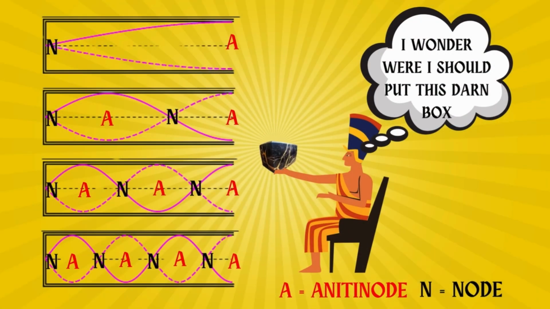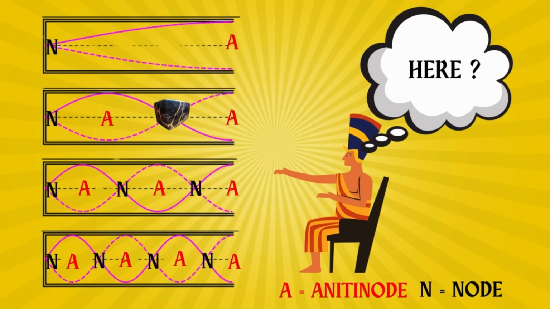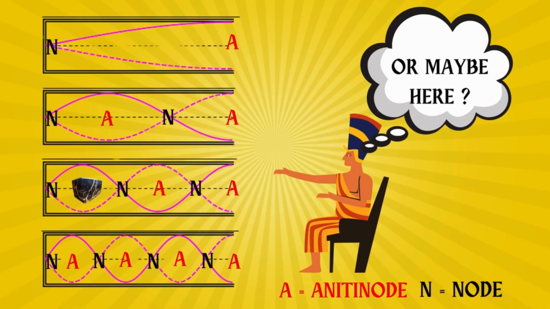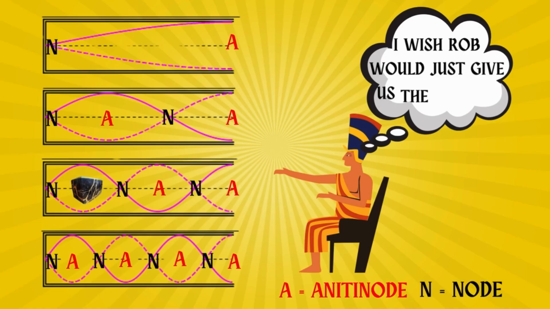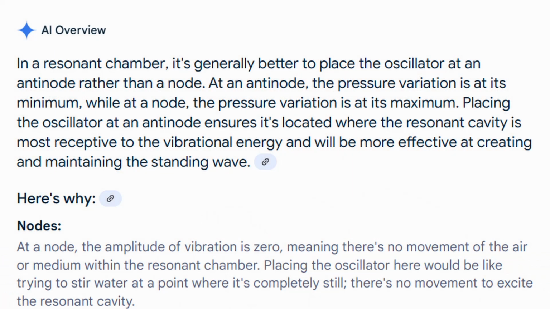So where am I going with this? Well, I've always guessed that where the ancient Egyptians put these oscillators in the sanctuaries was no accident, and I wondered if it would be best to put an oscillator in the position of a node or an antinode inside of one of these sanctuaries. So I searched it. It turns out for the maximum effect, you need to put the oscillator in the position of an antinode in one of these chambers.